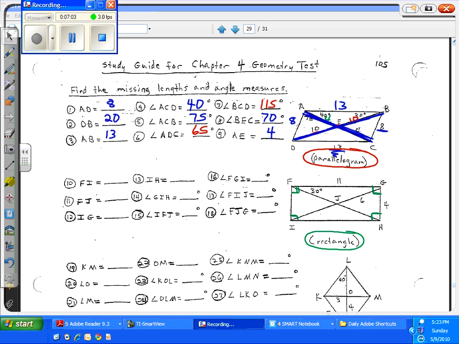Now, we also know that a rectangle is a parallelogram, which means that both pairs of opposite sides are parallel. We'll go through all 6 properties. Both pairs of opposite sides are equal, so if this side is 4, then the side on the left is 4. If the top is 11, then the bottom is 11. Both pairs of opposite sides are parallel. Both pairs of opposite angles are equal.